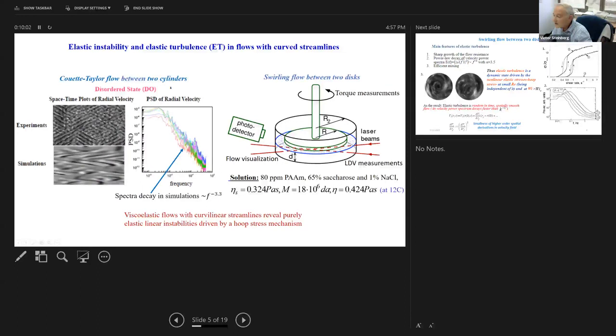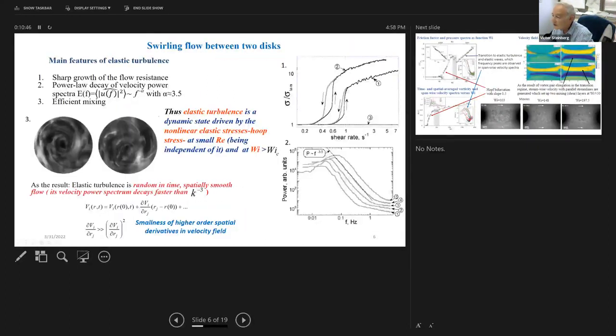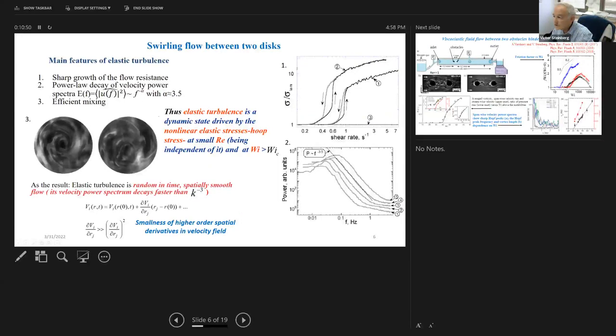And C star means the characteristic concentration at which the polymer solution is already not dilute. It's about 250 ppm, therefore this is a dilute polymer solution. We have a solvent made of water with a high concentration of saccharose. Since we work at a very low temperature, 12 degrees, the viscosity of the solvent was 320 times that of water, and of the solution about 420. Therefore, that's a typical example of elastic instability and elastic turbulence in flow with curvilinear streamlines.